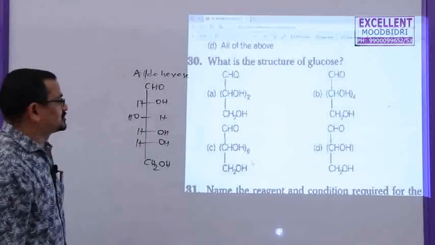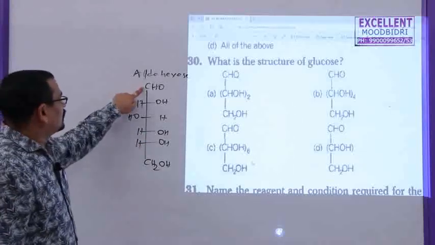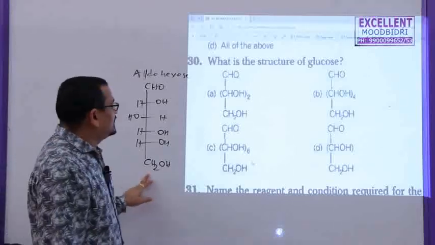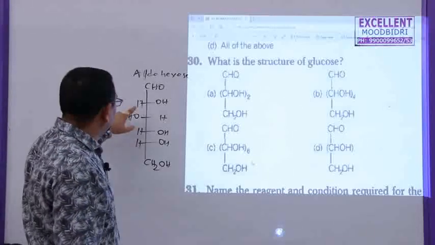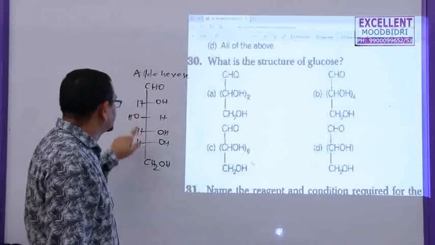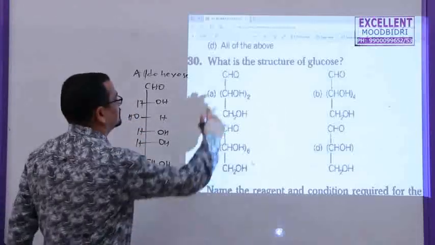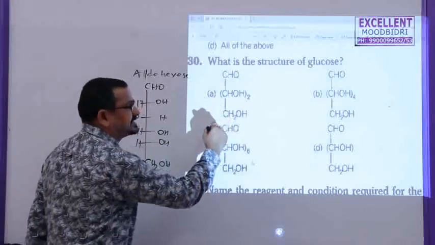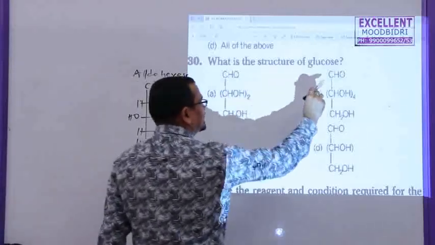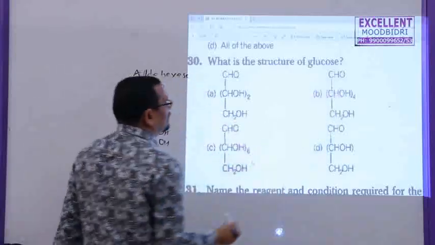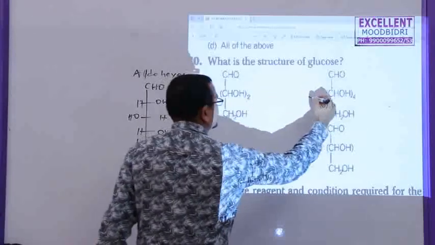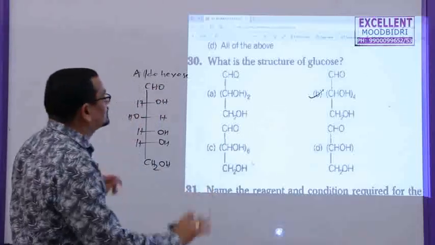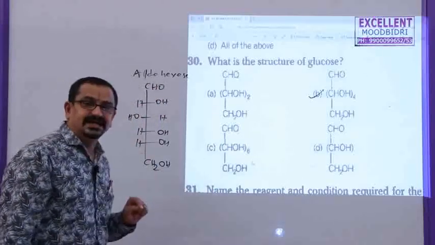So this is the structure of glucose. One terminal is aldehyde, the other terminal is primary alcohol. So aldehyde and primary alcohol should be there, and in between 4 chiral carbons, CHOH units should be present. So CHO, CH2OH, but here only 2 chiral carbons are there. This is not the correct answer. CHO and CH2OH with 4 CHOH units between them. So the second option will be the answer. And this is given 6 and that is given 1. So the answer for this question is the second option.